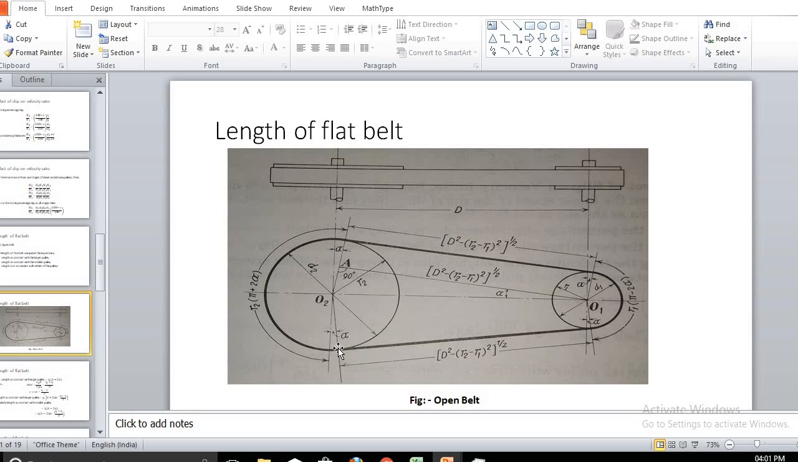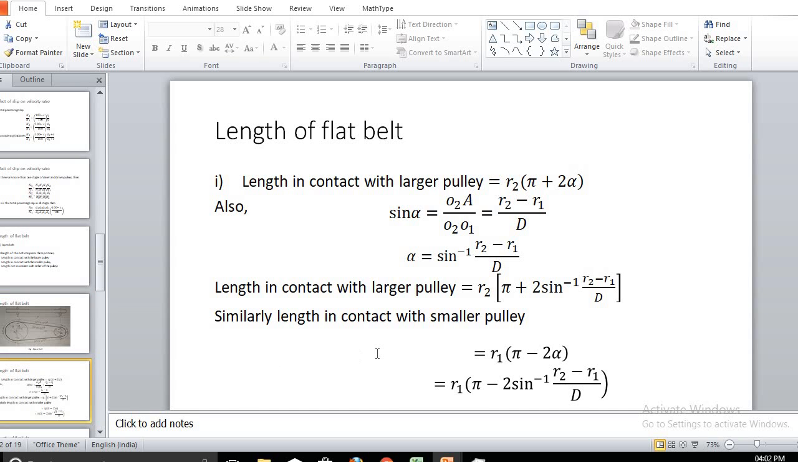So this arc length is the radius times the angle occupied. The radius for this pulley is r2, and the angle occupied by this arc is pi plus 2 alpha. So this arc length is r2 into pi plus 2 alpha.